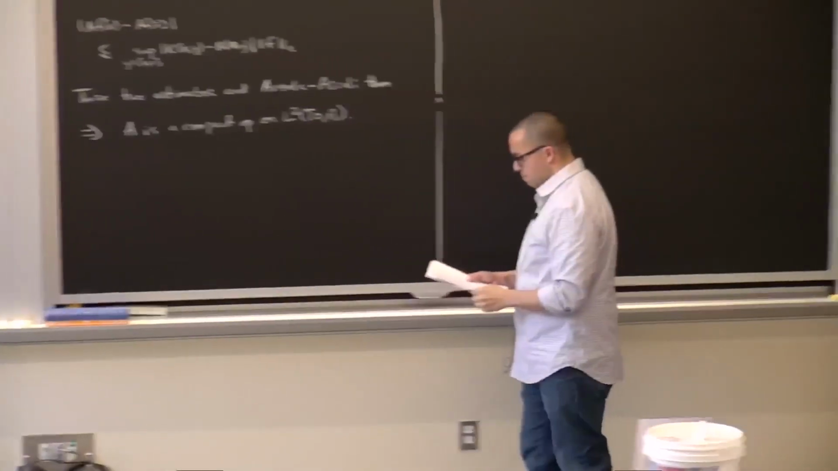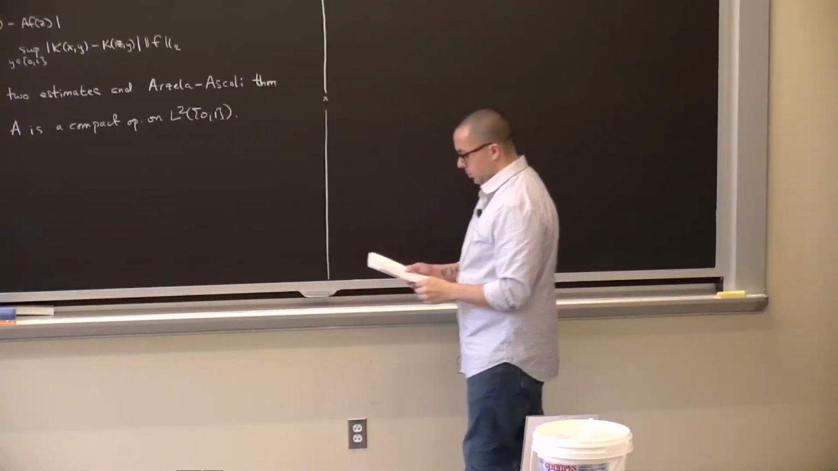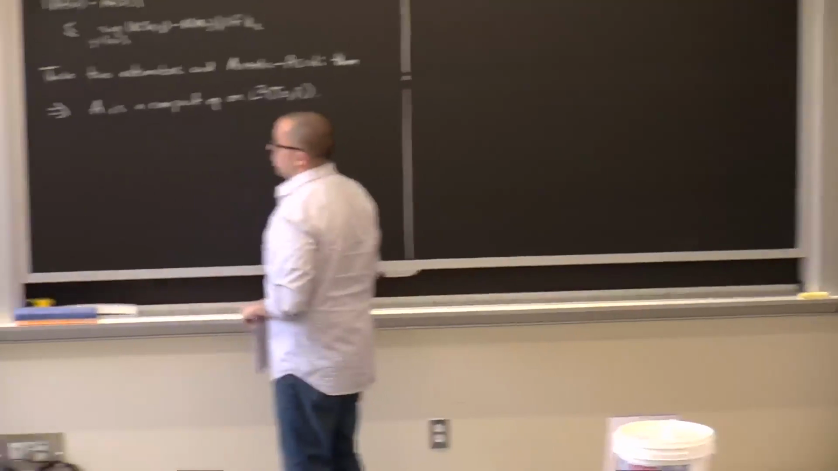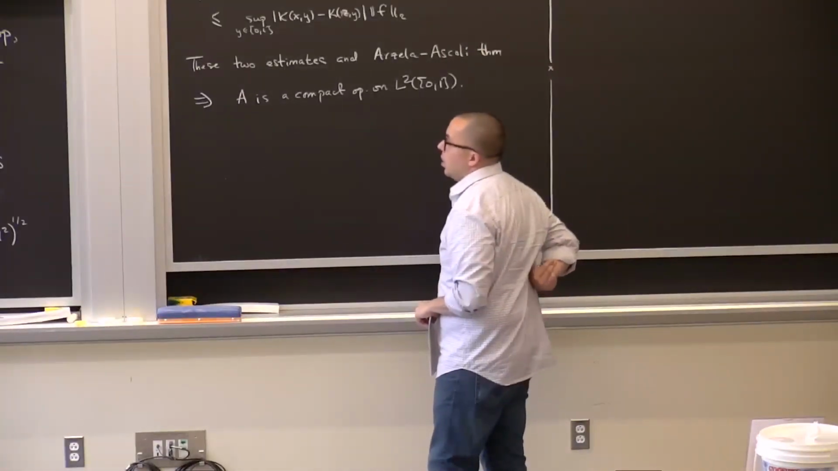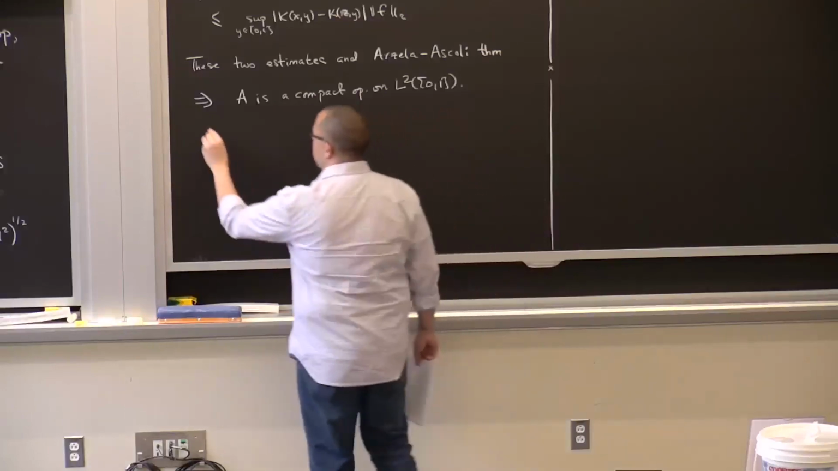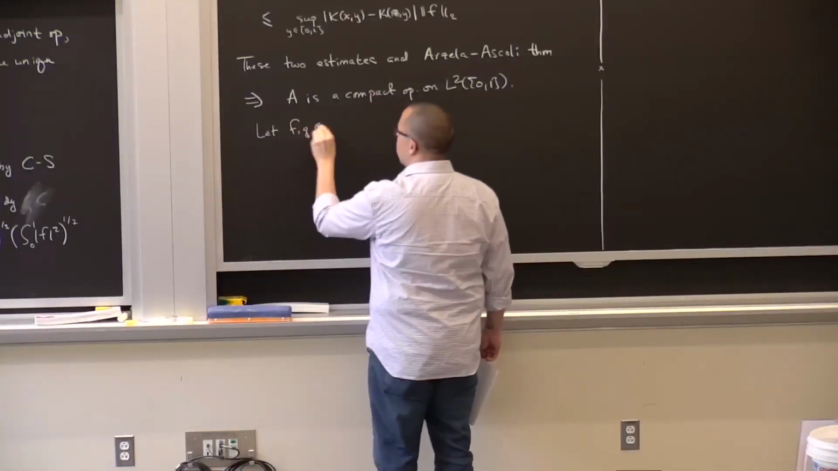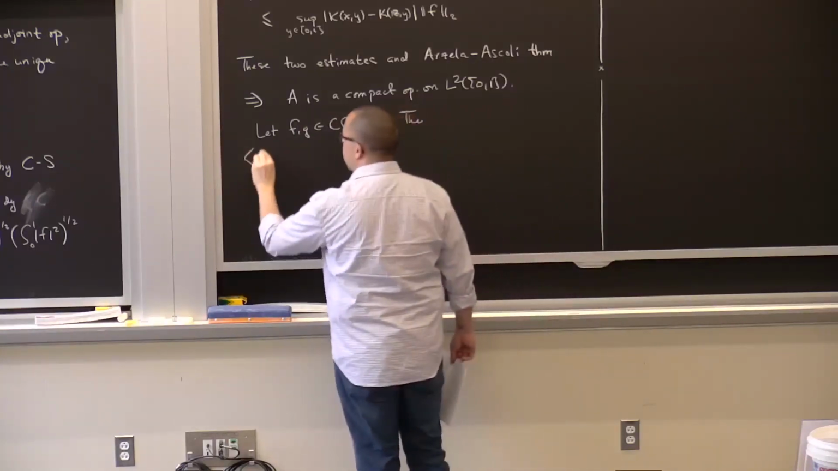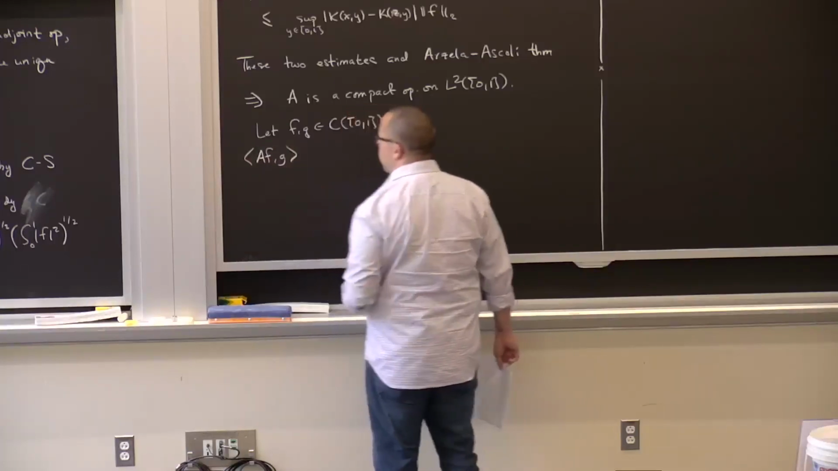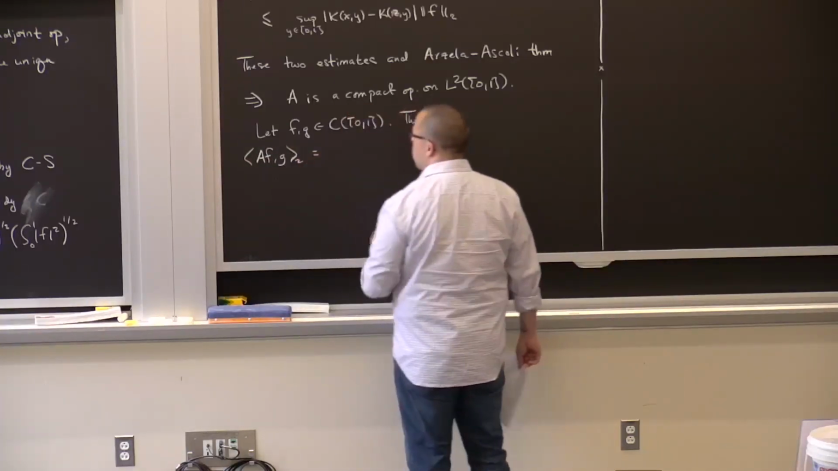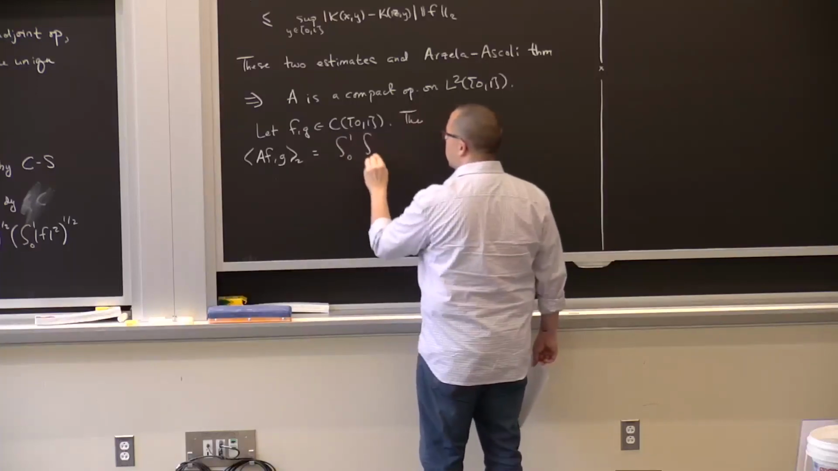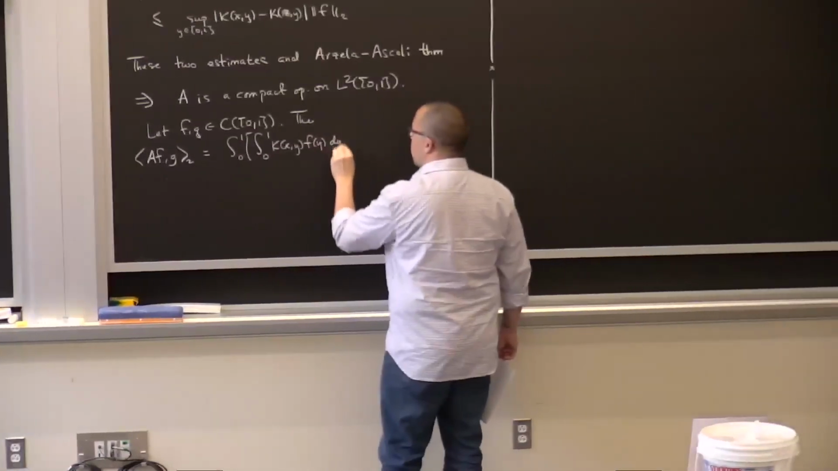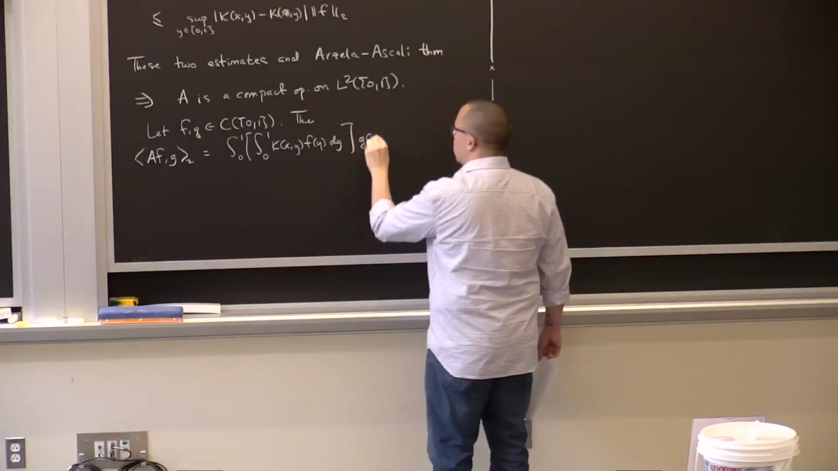Okay. Now, that shows A is a compact operator on L2. Now I want to show A is itself adjoint. Take f, g continuous functions on 0, 1. Then if I look at Af paired with g, in the L2 pairing, this is equal to the integral from 0 to 1 of the integral from 0 to 1 of k of x, y, f of y dy, times g of x dx.